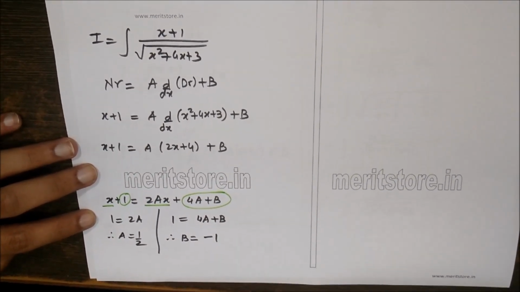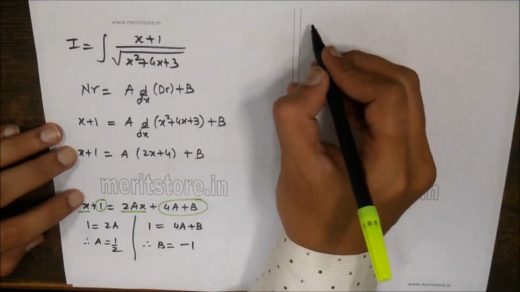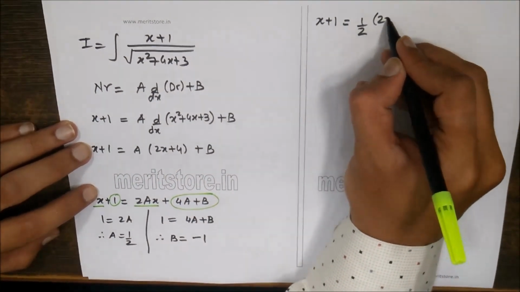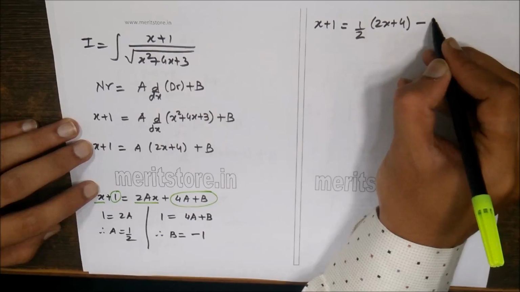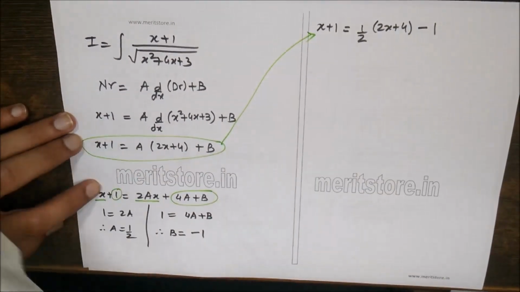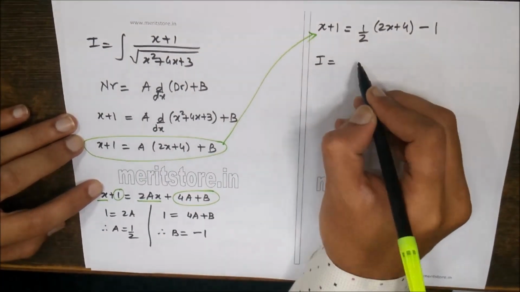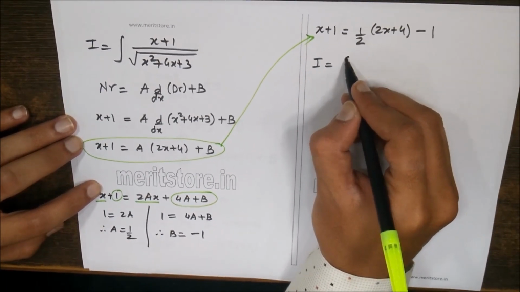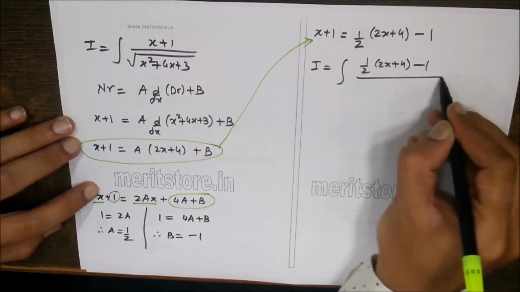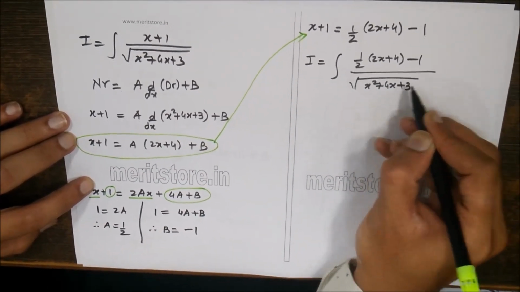minus 1. After this step, we are going to write the numerator as x plus 1 equals half of 2x plus 4 minus 1. We'll be using this value in our integral. Integral converts to half of 2x plus 4 minus 1 upon root of x square plus 4x plus 3.